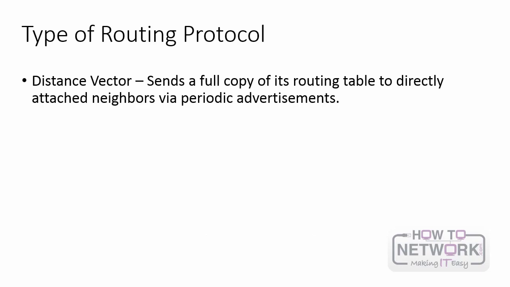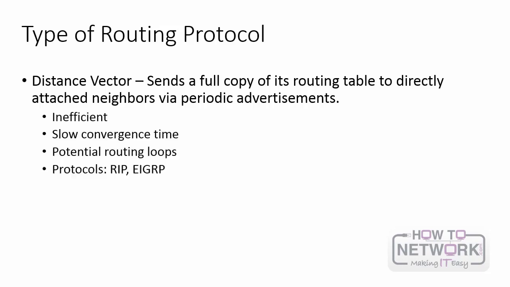Distance vector routing protocols send a full copy of the router's routing table to directly attached neighbors. Now, obviously this is not very efficient because it's sending information to a neighbor even if the neighbor already has that information. This can lead to slower convergence time. With slow convergence time, you then can introduce routing loops. The routing protocols that are considered distance vector are RIP and EIGRP.